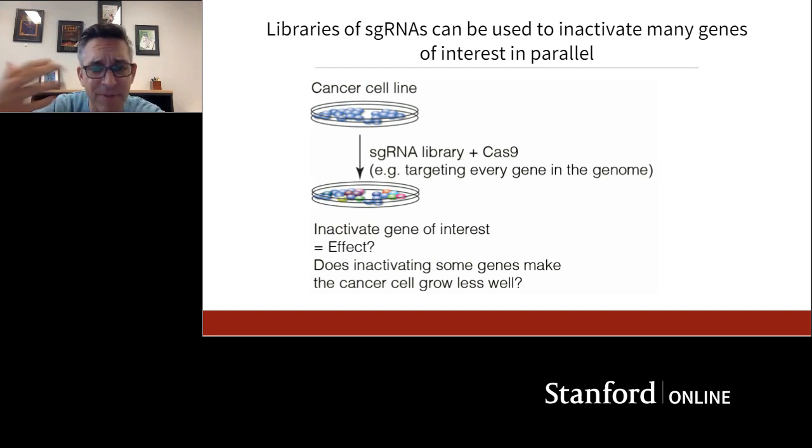So these are the sort of applications where you can start looking more broadly at how different classes of genes impact cancer growth or different ways that they behave using these sort of cell line studies. And this has been a huge application.